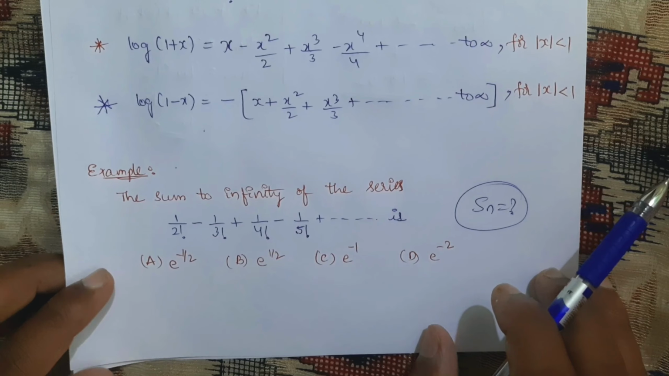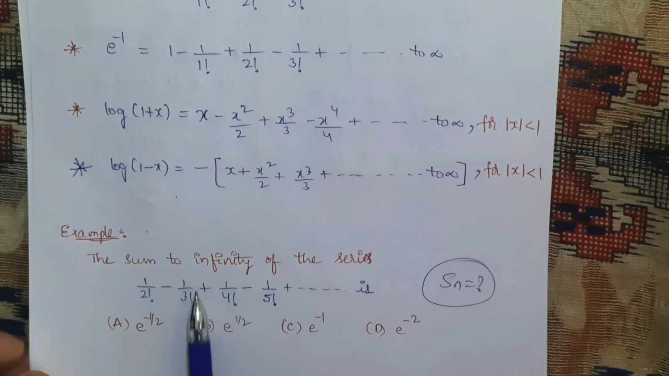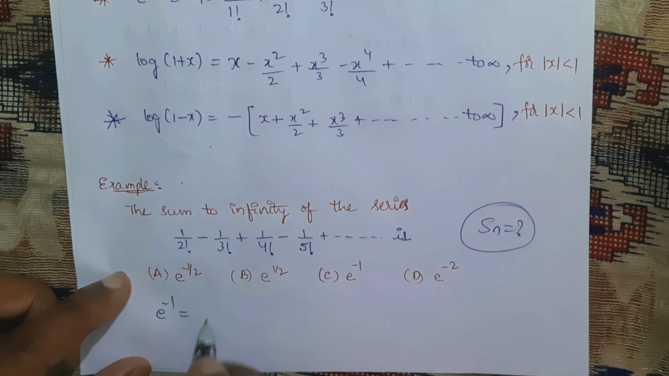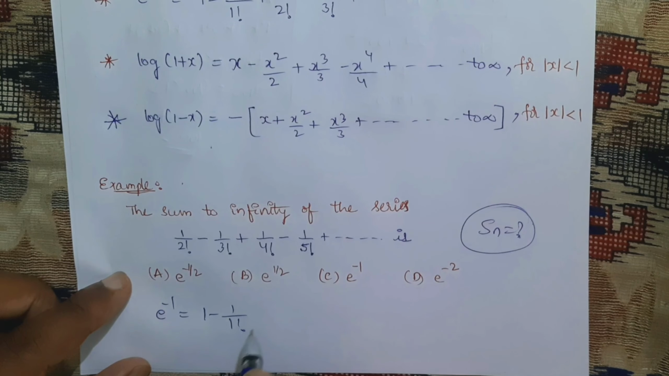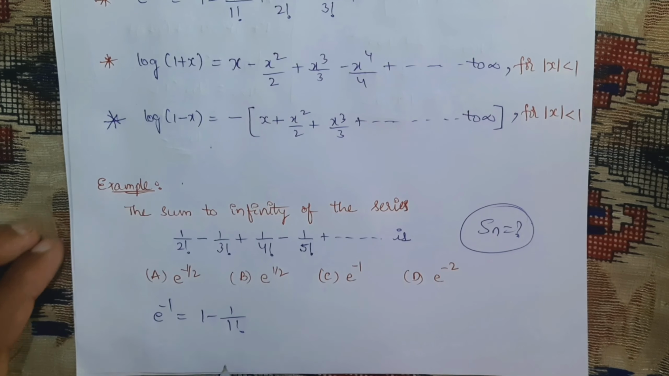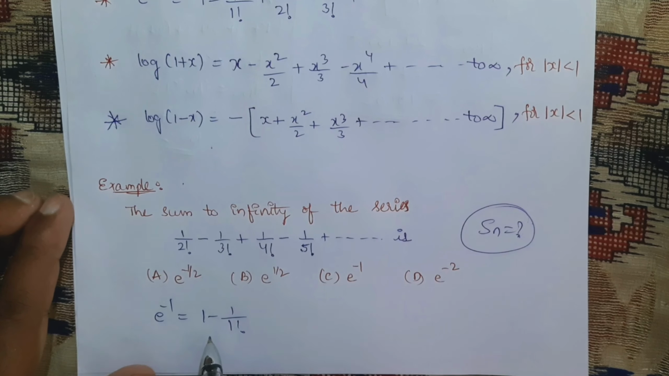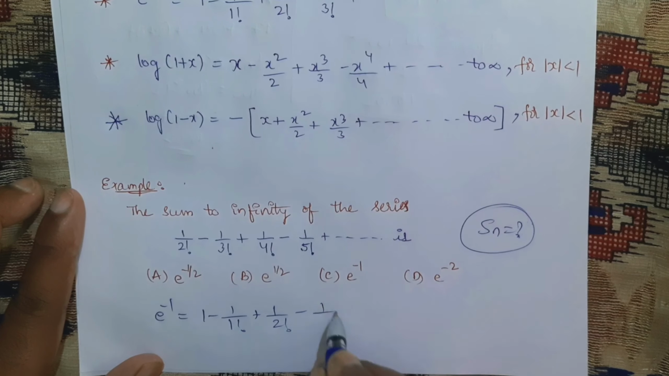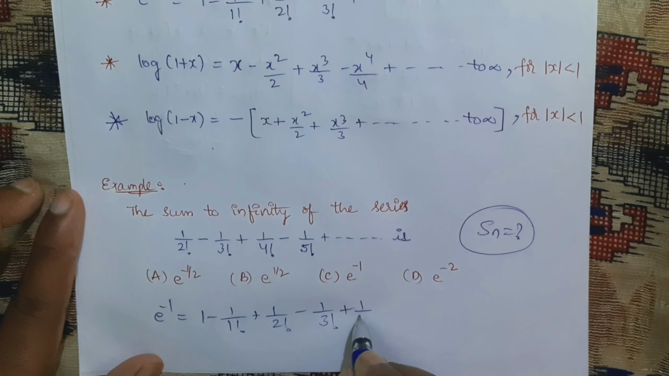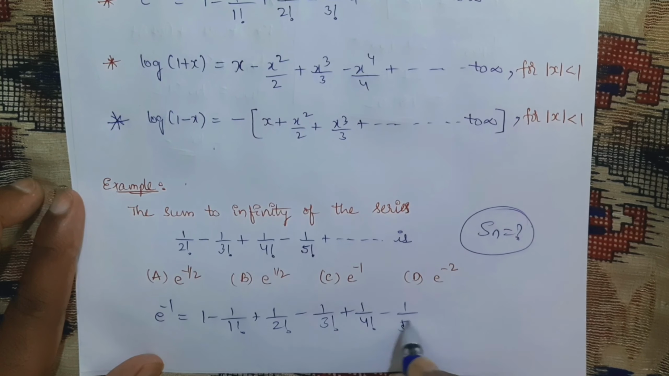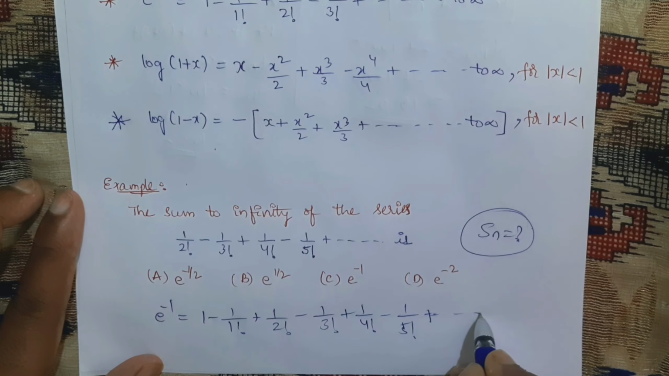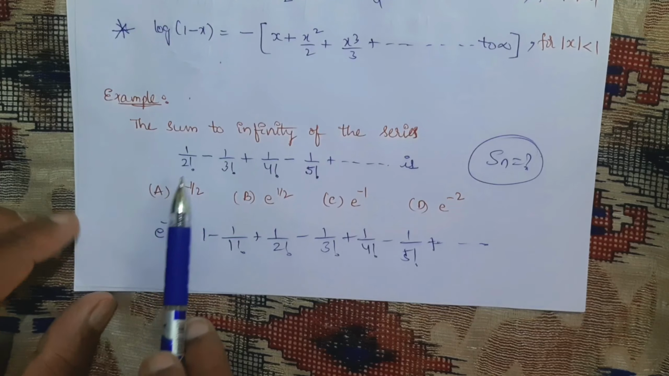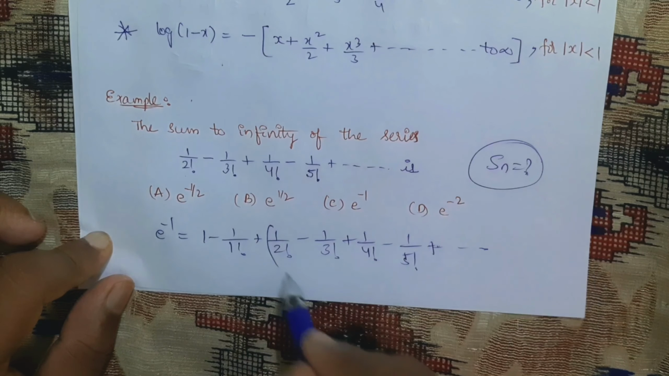the e power minus 1 series, see here. This is almost similar to e power minus 1. What is e power minus 1? It is 1 minus 1 by 1 factorial. These hints won't be available in the question paper. You need to remember. e power minus 1 is 1 minus 1 by 1 factorial plus 1 by 2 factorial minus 1 by 3 factorial plus 1 by 4 factorial minus 1 by 5 factorial, so on. But here the series is starting only from 1 by 2 factorial.